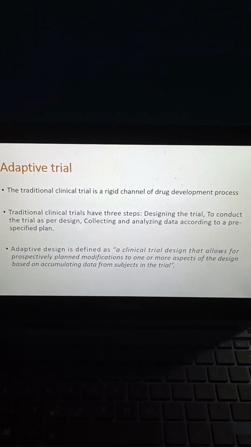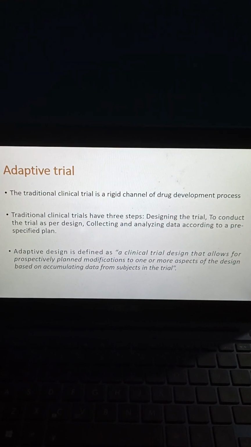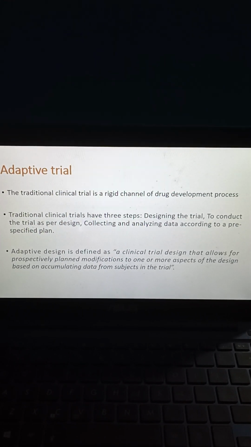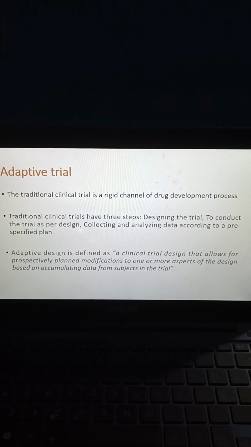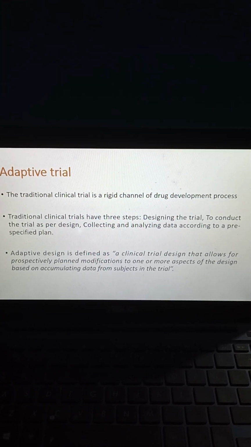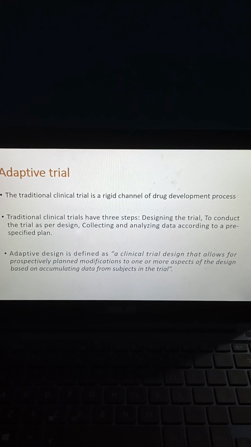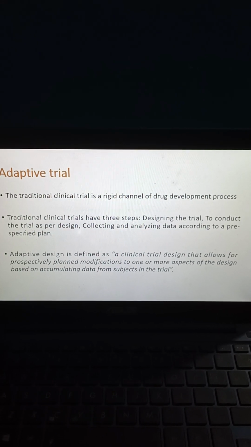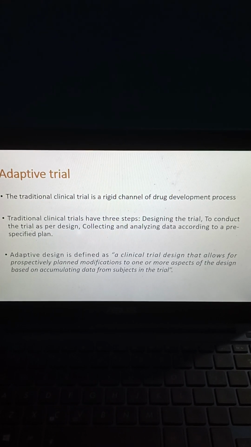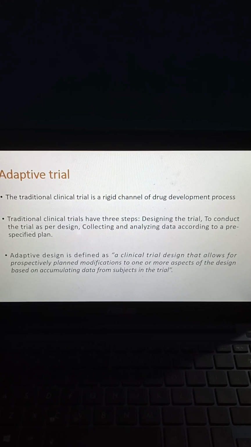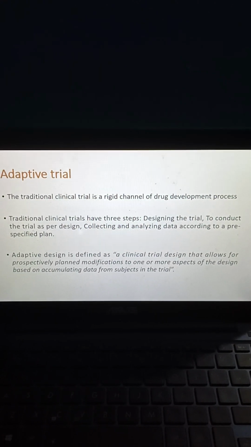Adaptive trial. The traditional clinical trial is a rigid channel of drug development process. Traditional clinical trials have 3 steps: designing the trial, conducting the trial as per design, collecting and analyzing data according to a pre-specified plan. Adaptive design is defined as a clinical trial design that allows for prospectively planned modifications to one or more aspects of the design based on accumulating data from subjects in the trial.